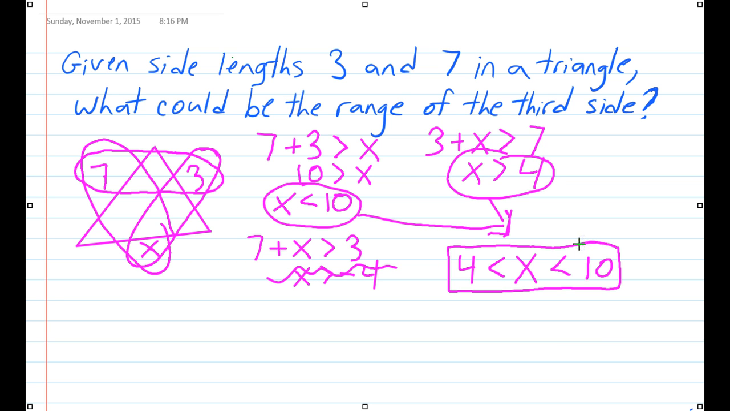Which means x could not be 4. Let me make note of that. It has to be something greater than 4. It also could not be the number 10 because it has to be something less than 10.